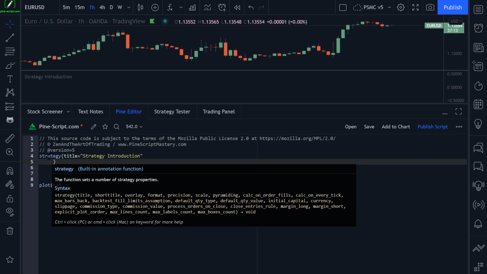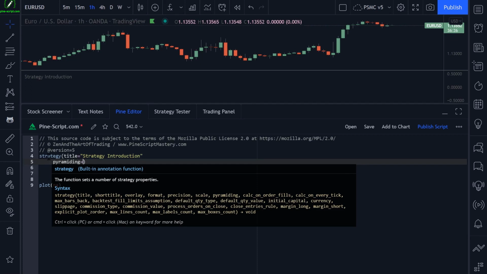So we have our title. We have a bunch of other parameters there: short title, overlay, format. We have precision, decimal precision, and all of the standard indicator parameters. The first one on this list that is not standard to the indicator function is pyramiding. So pyramiding is an integer parameter, and it specifies how many trades you can have open in any given direction at the same time. So pyramiding is literally just pyramiding trade on trade on trade.